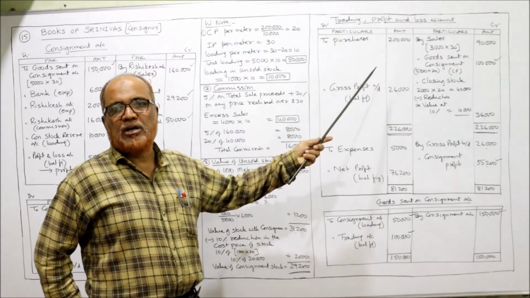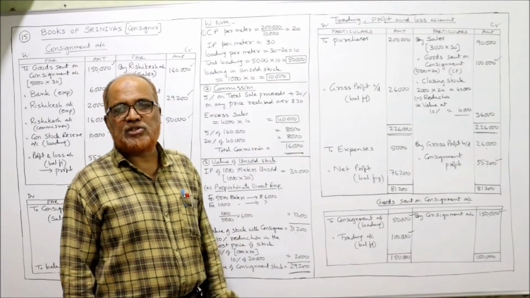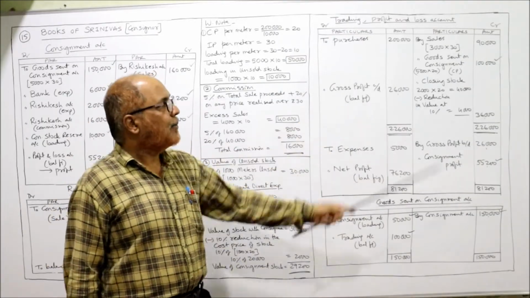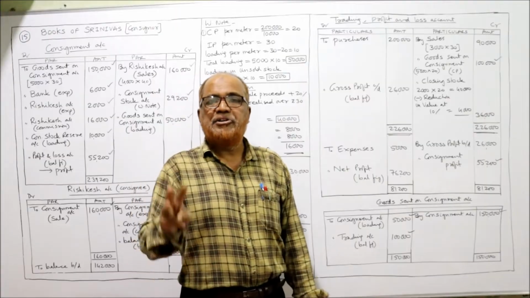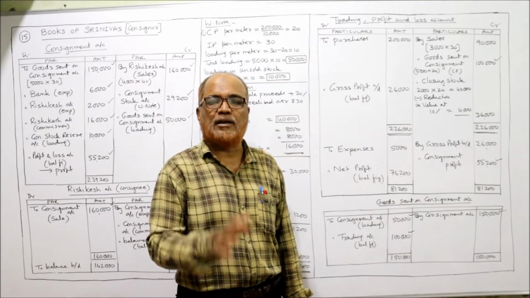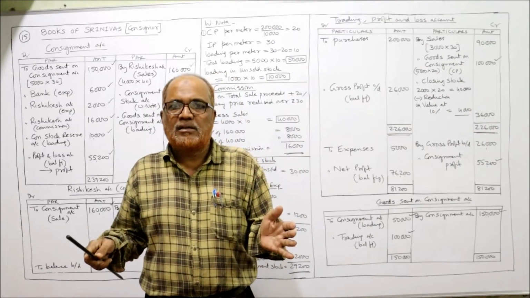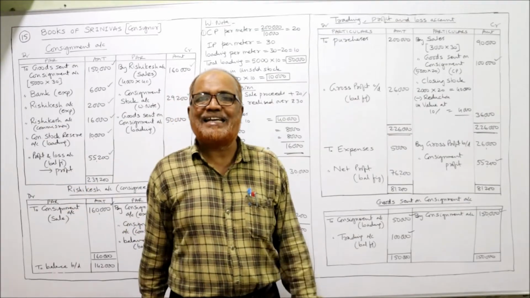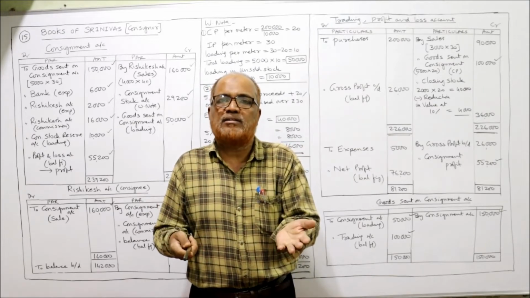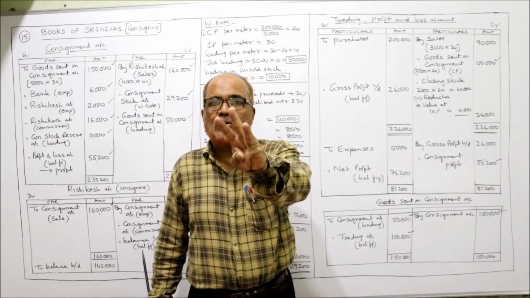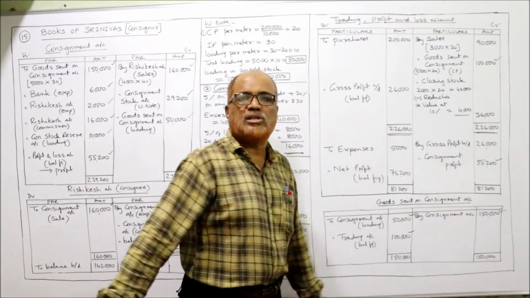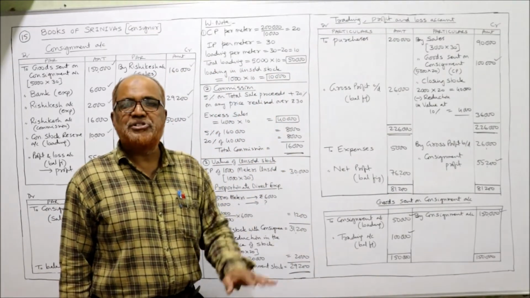He has purchased goods. How much? 10,000 meters for rupees 2 lakh, given in the problem. So purchases 2 lakh. By sales, in the last line it is given that 3,000 meters of cloth was sold by Srinivas at rupees 30. Out of 10,000 meters, 5,000 meters he has already sent to the consignee. Remaining 5,000 meters is in the hands of Srinivas. Out of that, 3,000 meters he has sold at rupees 30 per meter. So 3,000 into 30, 90,000 is the sale proceeds of Srinivas.